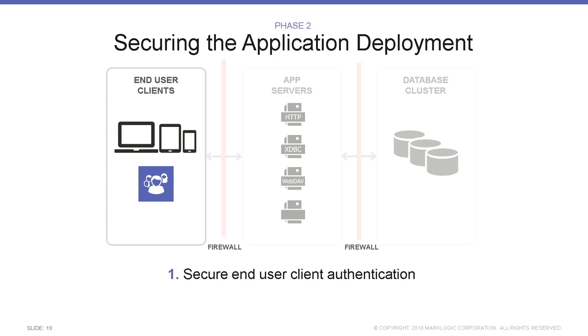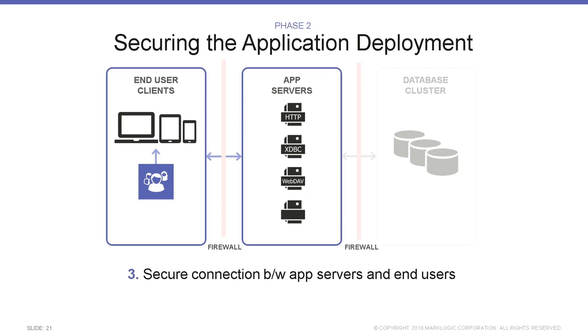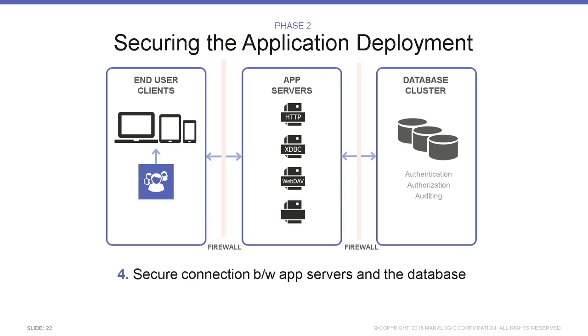So, secure the application deployment. This is just a recap. You secure your end user client authentication. Secure the pipes, all the communication from the end user to the application services. Use SSL. Secure the connection between the app servers and the end users. Secure the connection between the app servers and the database tier.